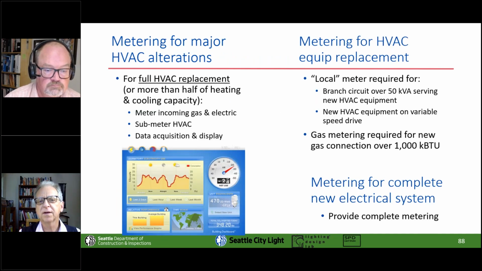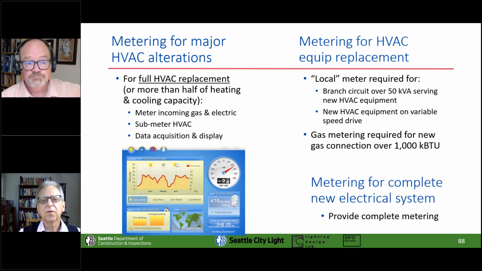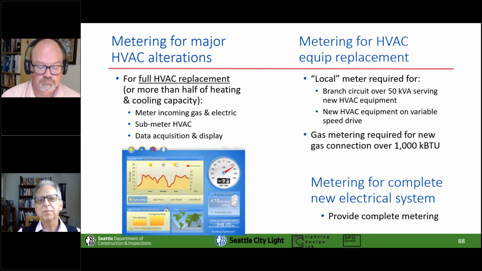Back to metering for a minute. For alterations, if it's a full HVAC system replacement, which happens every few decades in a building, or we're saying more than half of the capacity of that system, then you'll meter the incoming gas and electric and the HVAC system itself, and have that data acquisition and display system in there. If you're just doing a specific piece of equipment and not the whole system, then that needs a local meter for that piece of equipment.